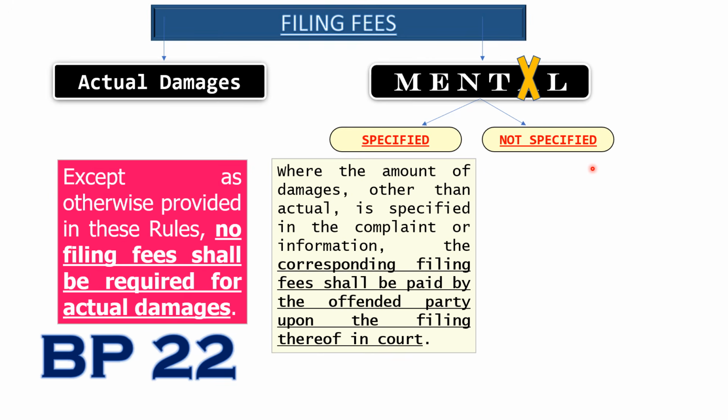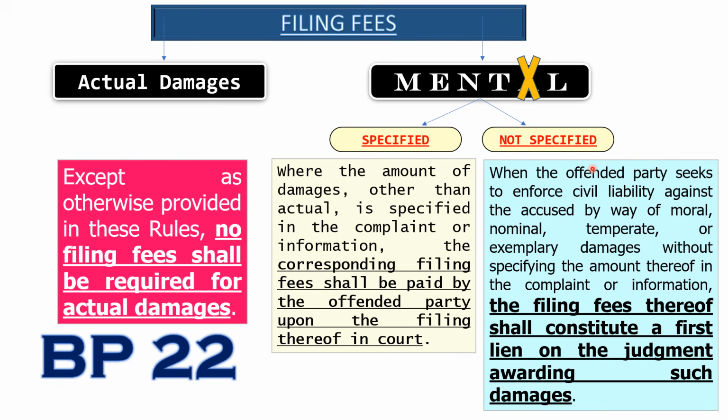But if it is not specified, sinabi mo lang doon sa information that you are going to claim moral and exemplary, nominal, temperate, and liquidated, but you did not specify the amount, you did not put an amount, then what will happen? The filing fees shall constitute a first lien on the judgment awarding such damages.